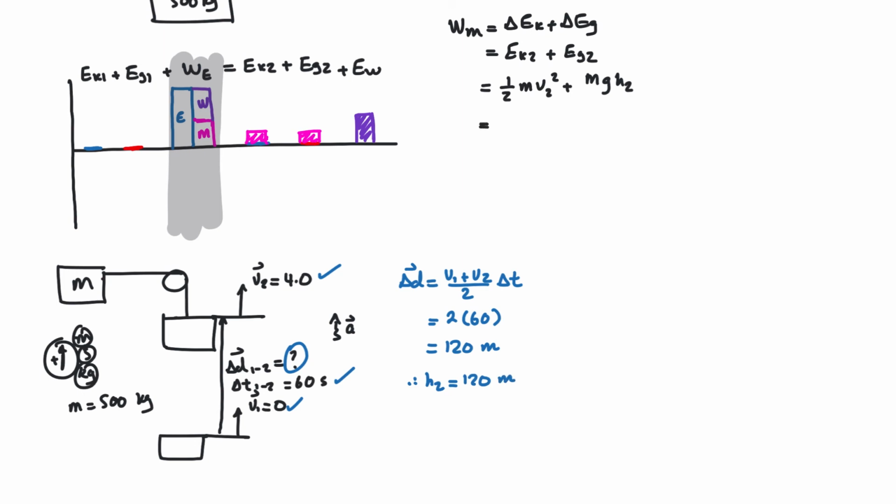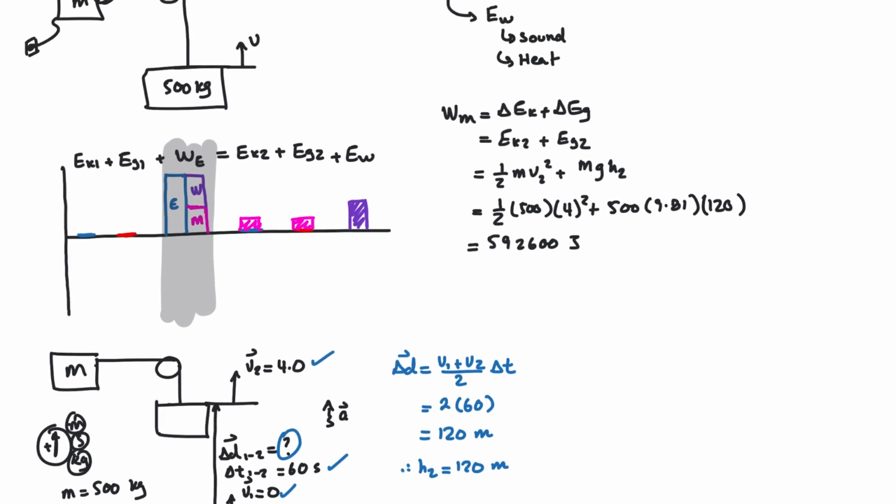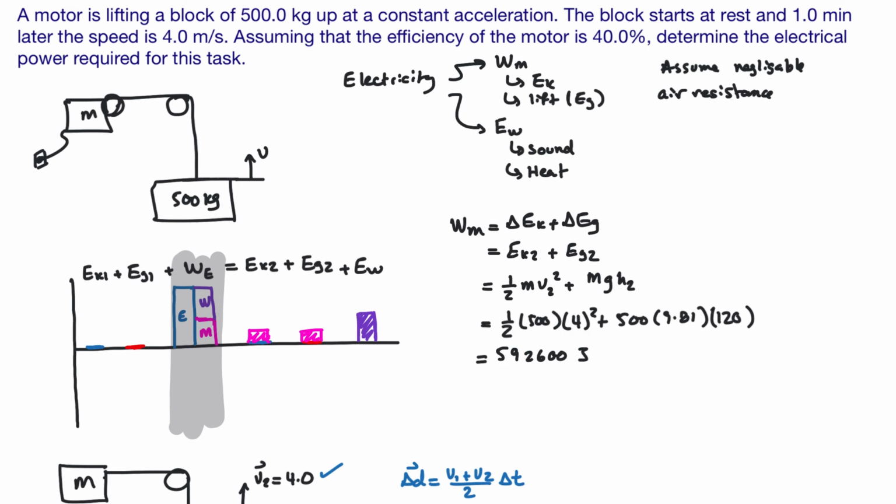Going back to my equation, I have 1/2. I have the mass. It's 500. My final velocity is 4 squared plus 500 times 9.81, and height 2 is 120. And I can put this all in my calculator to get 592,600 joules. Okay, this is good. I'm just going to go back and see the question again. So far so good. I have the work done by the motor.